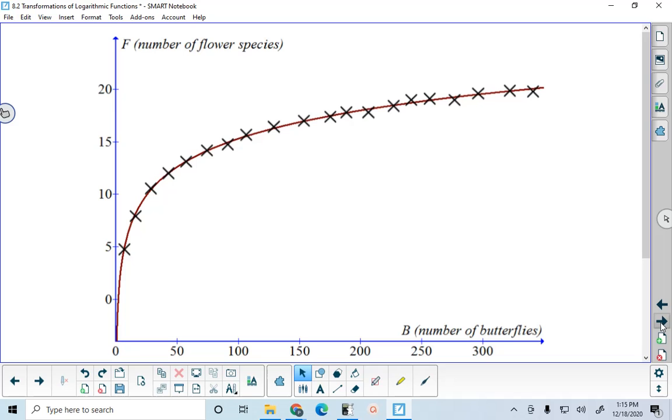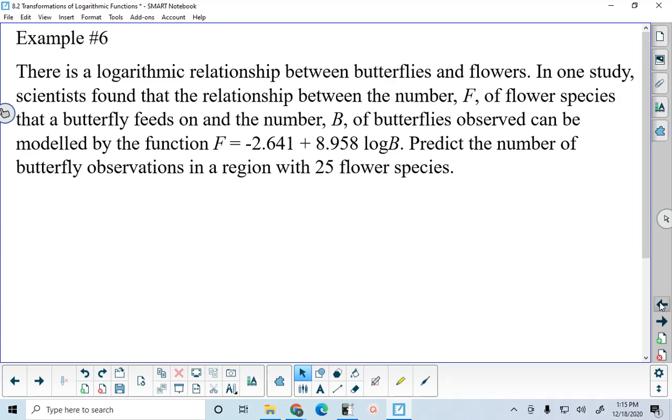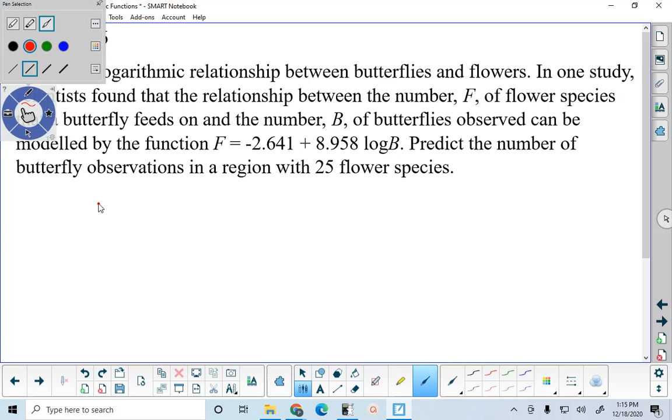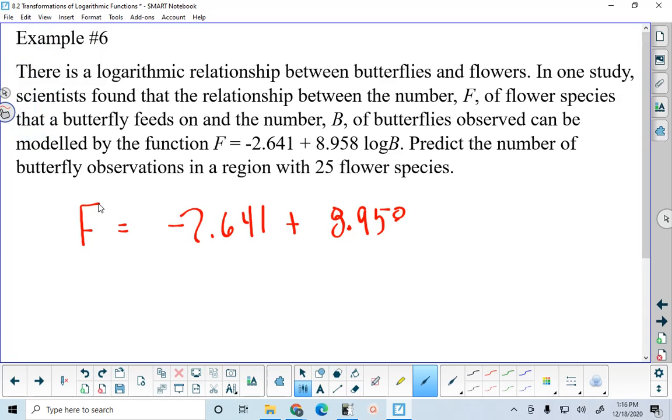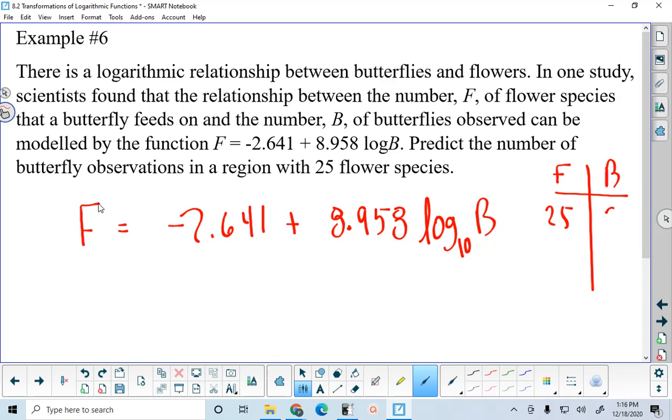And you get a logarithmic relationship. And the logarithmic relationship is given by this formula. It says that the number of species of flowers is equal to negative 2.641 plus 8.958 multiplied by the base 10 logarithm of the number of butterflies they counted. So the question is, if f is 25, what is b? That's what the question is.